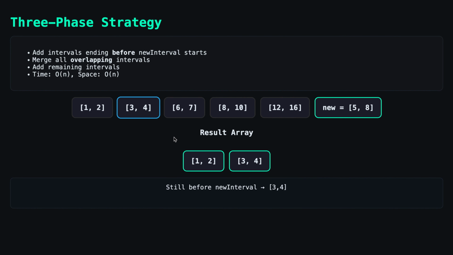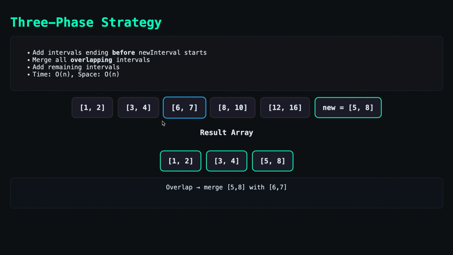Next interval is [3, 4]. Now its end time 4 is less than 5, right? So again there is no overlap, and we add this interval directly into the result array. So the result so far is this: [1, 2] and [3, 4]. Now at this point you will find that phase 1 is completed. So now we move to the second phase, which is the merging of the overlaps.